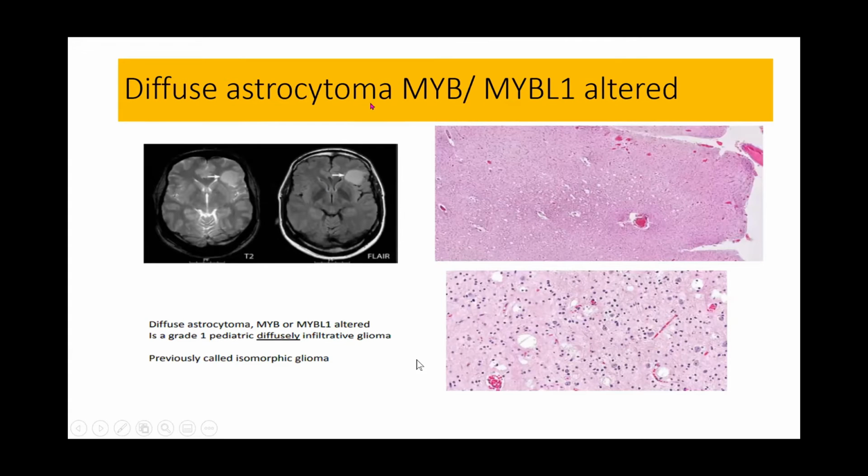So when you get a diffuse astrocytoma in the pediatric age group, which looks low grade on histopathology, please do a MYBL1 alteration test. Please do the H3 K27 stain. Please look for the H3.3 G34 mutation, because that is what is going to decide the behavior of the tumor. Then, if the tumor has MYBL1 alteration, it is a low-grade tumor which behaves well. This tumor in the earlier classification was called the isomorphic glioma.